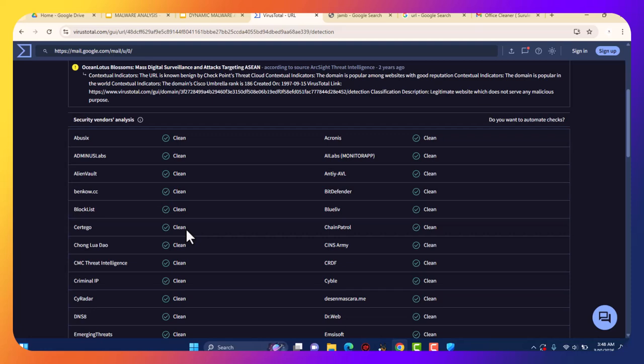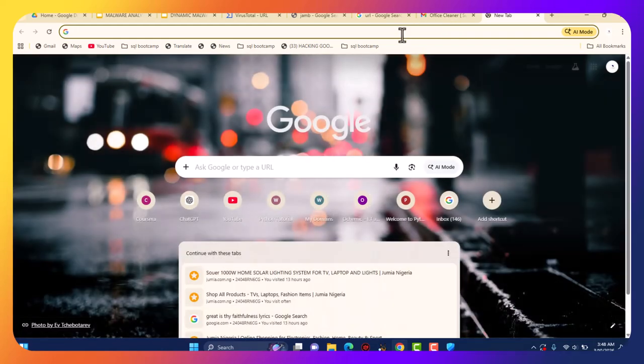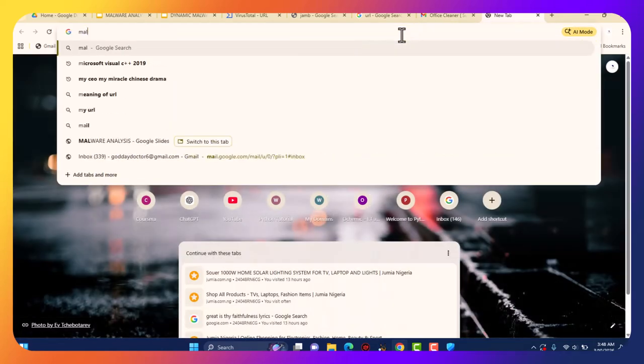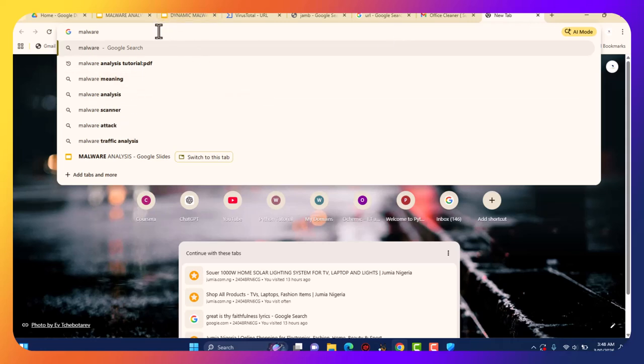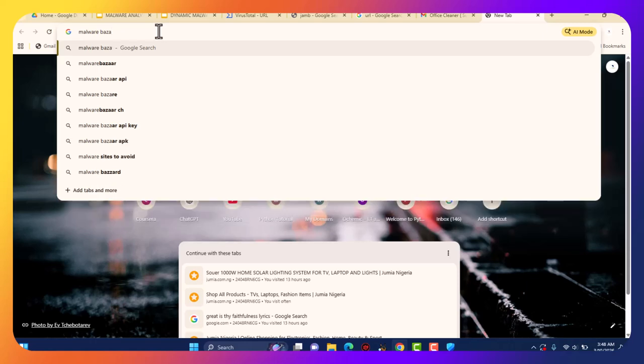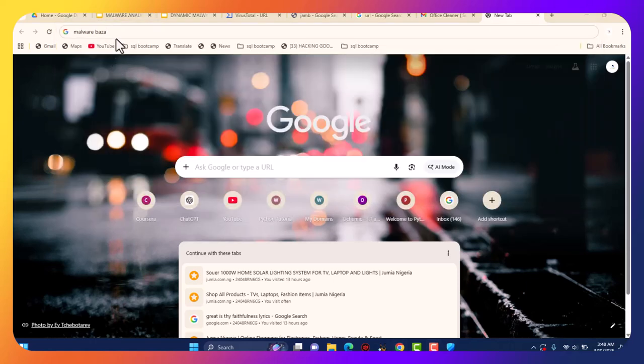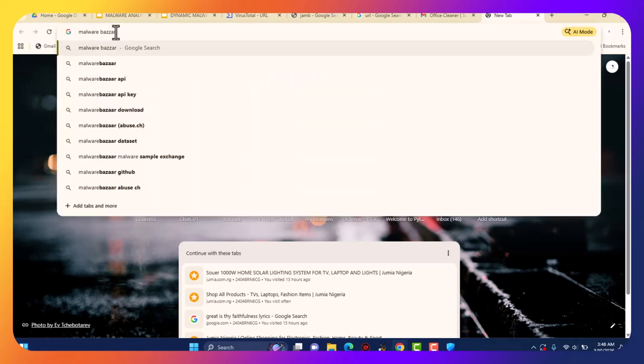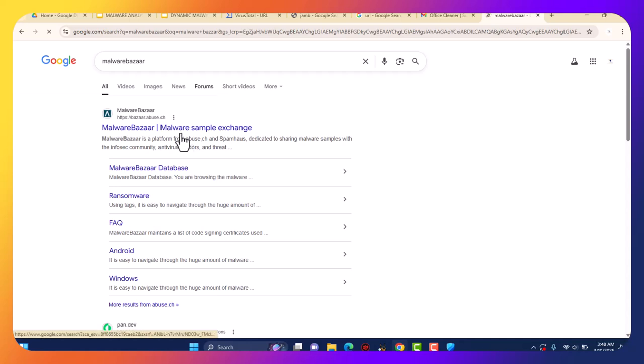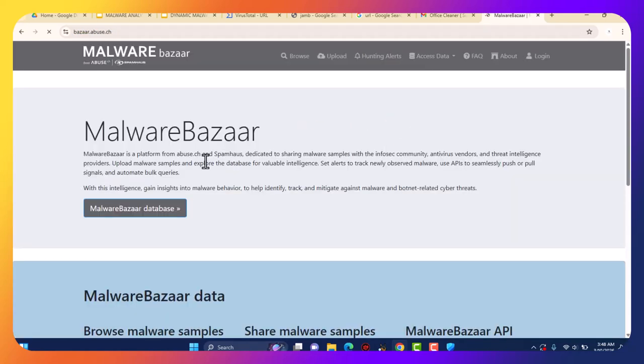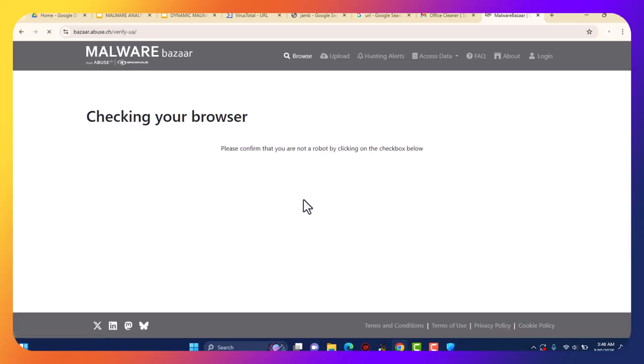Now I want you to go to MalwareBazaar for me. MalwareBazaar is where we can get a sample malware to use. Click on browse, go to browse.